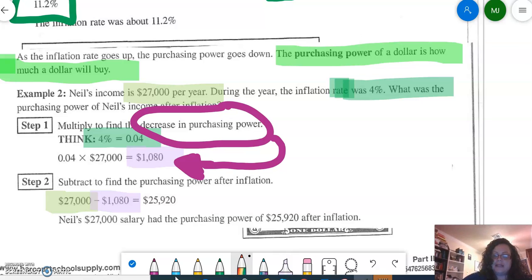So what that means is that even though his income was $27,000 a year, it's only worth $25,920 now. So after a year, what he could buy with $27,000, he can only buy with $25,920. So that's how we find the purchasing power.